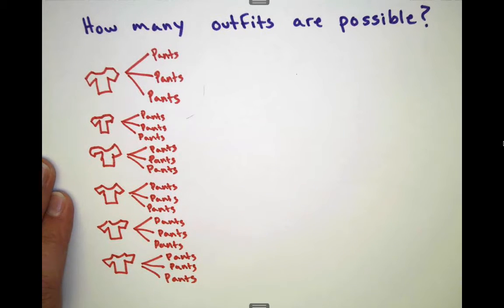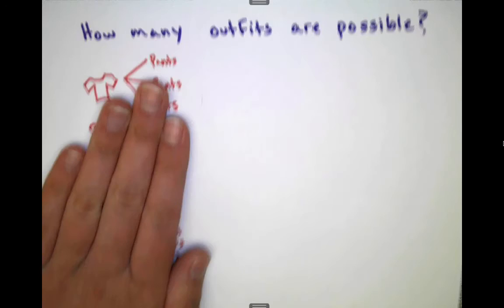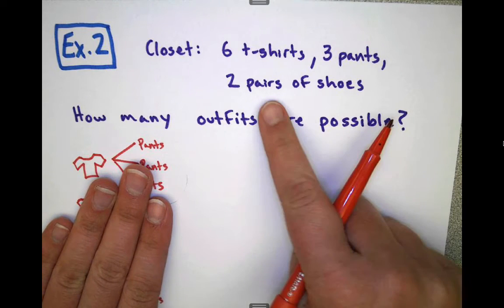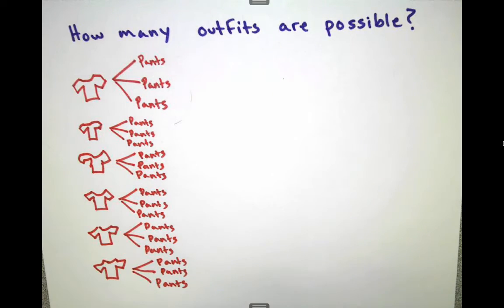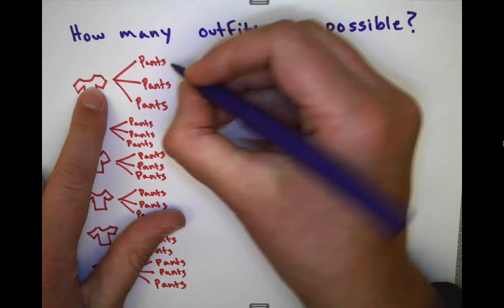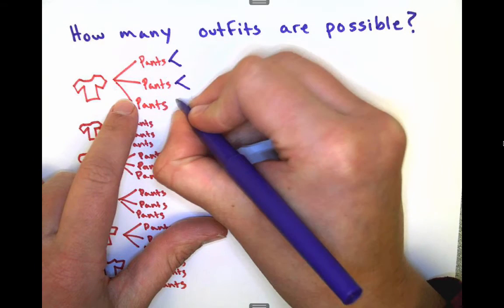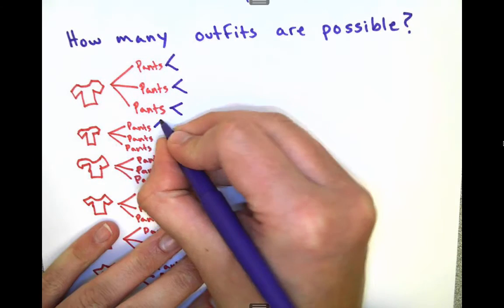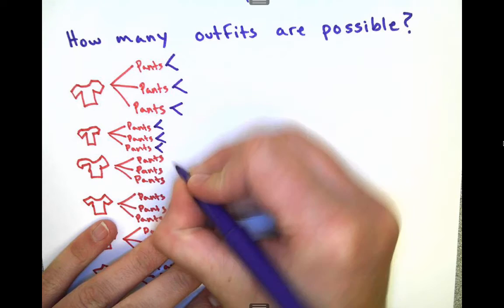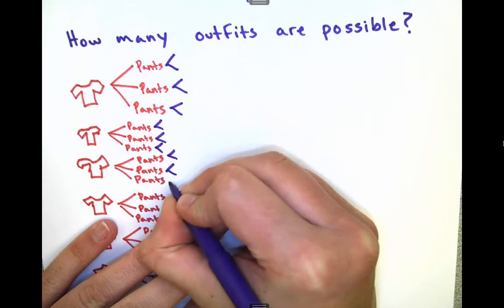Now what's going to happen? We've got our shirts, we've got our pants. Don't forget our shoes. There are 2 pairs of shoes. Oh my gosh, this tree diagram is going to get messy fast. So you pick the first shirt and these pants, but you also have 2 shoe options. So each of these has 2 shoe options. Oh my gosh, you see how messy this is going to get? Oof.